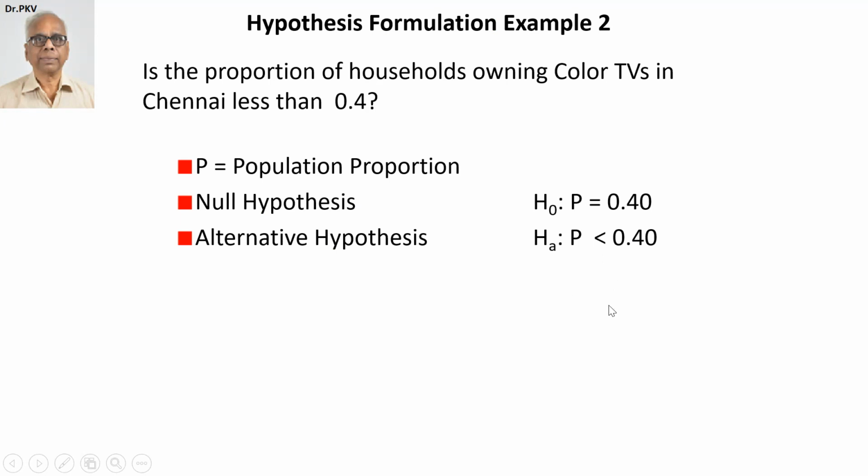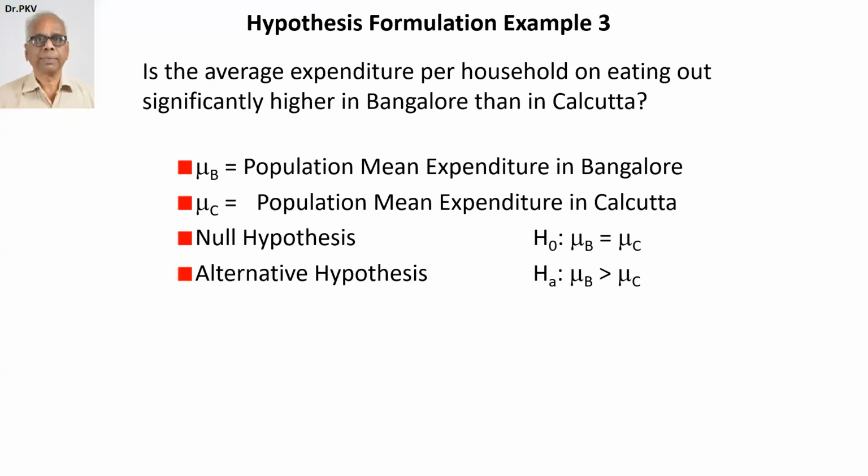So we will apply some test later, we will see. But primarily now we are looking at the formulation part. The null hypothesis is the status quo. If you have evidence, you can prove the alternative, HA, P less than 0.4. Now let's look at example 3.